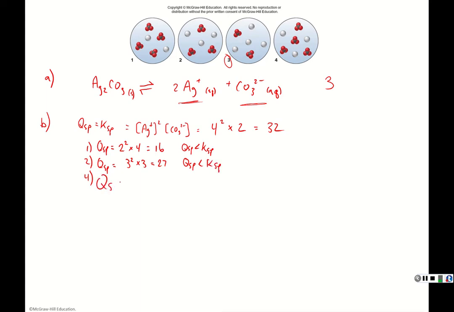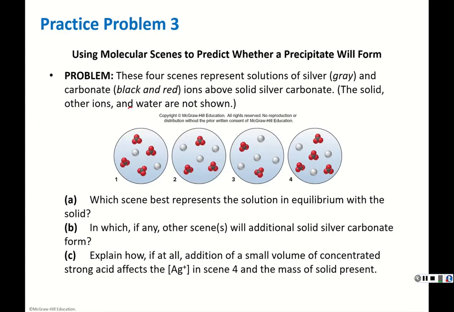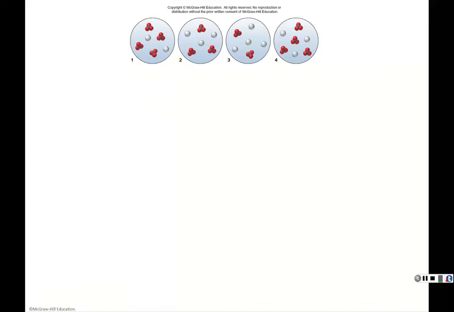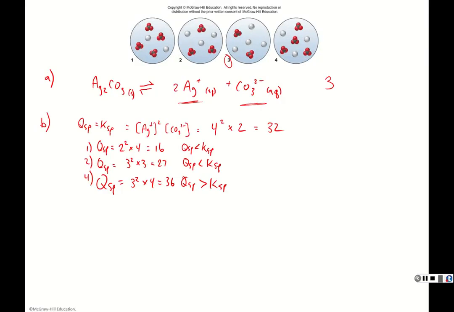And then finally, scene 4, QSP equals 3 squared times 4, which is 36. So QSP in this case is greater than KSP. So you're going to get a precipitate here. So precipitate will form in scene 4.